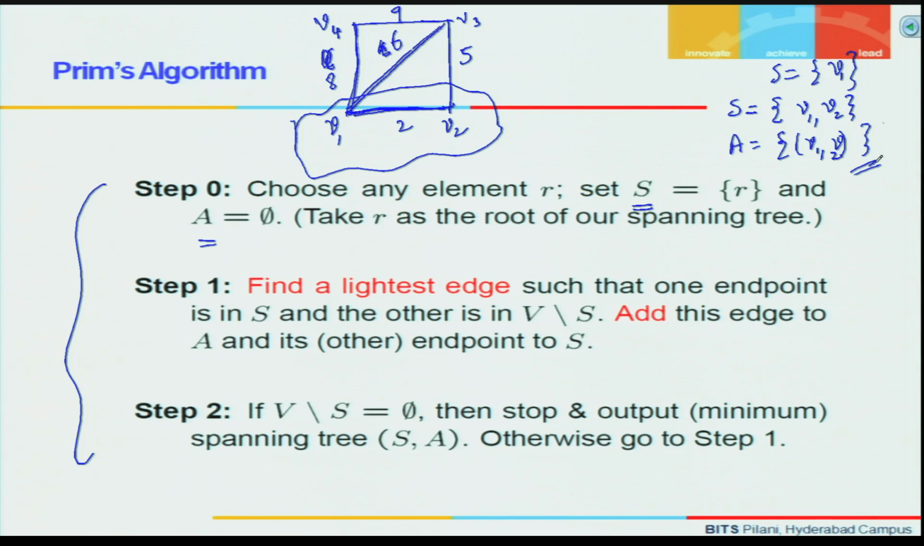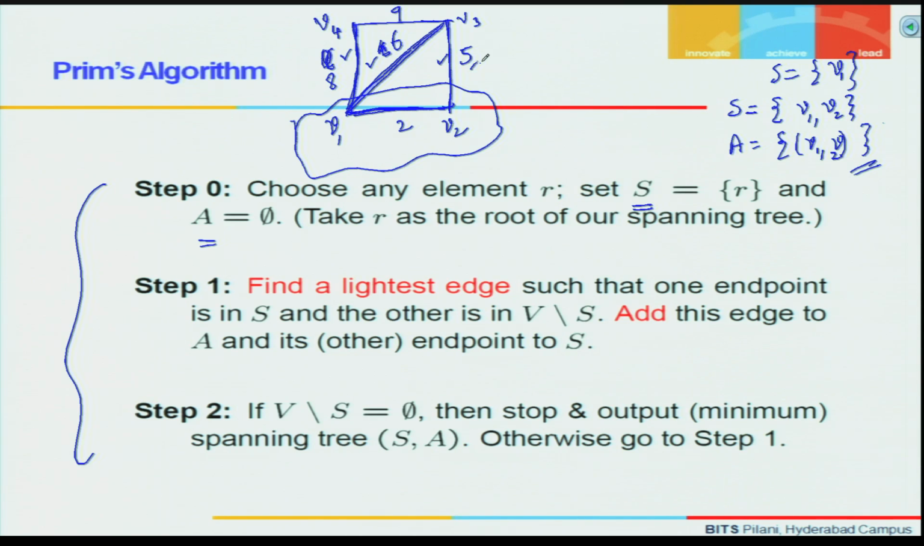What is the next step? Now what is the set S? V1, V2. Now look at all the edges that are going out of the set S. This is one edge that is going out of S. This is another edge, and this is another edge. This guy, this guy, this guy. Among these 3 edges, find the edge which has minimum weight.